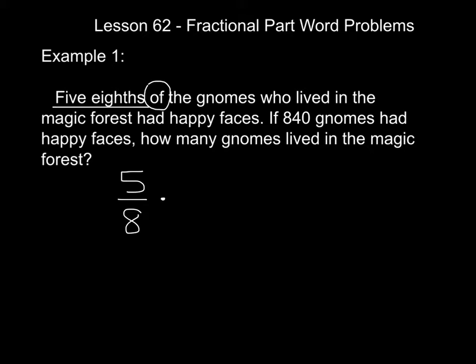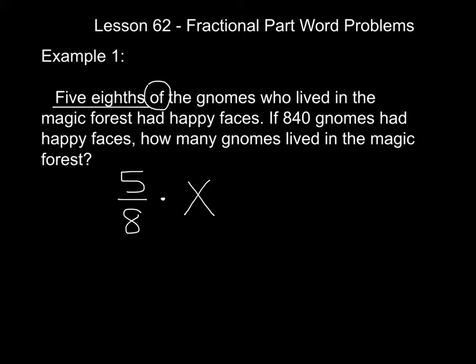I'm going to use a dot so that if I use an x for my variable, I'm not confused between what is the multiplication sign and what is the variable. So it says, 5/8 of the gnomes who lived in the magic forest had happy faces. So it's 5/8 of a total number. I'm going to let x represent the gnomes in the entire forest, not just the ones with happy faces.